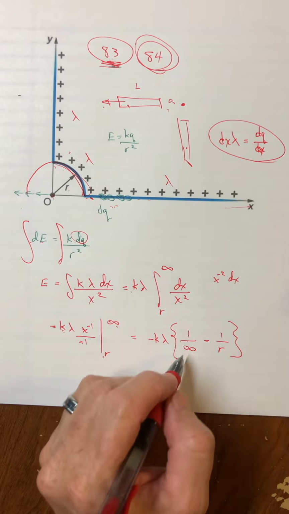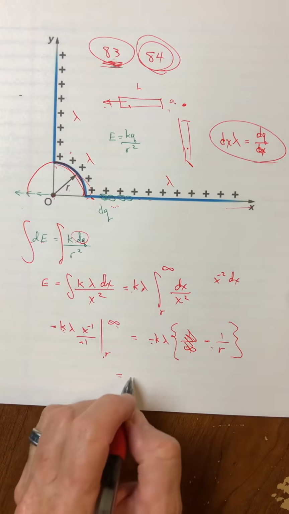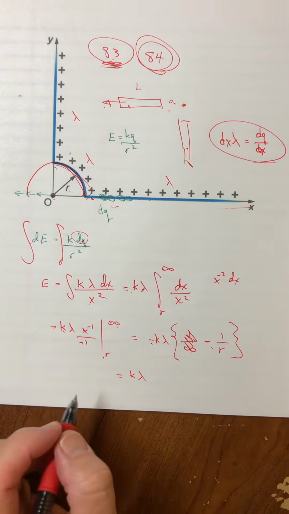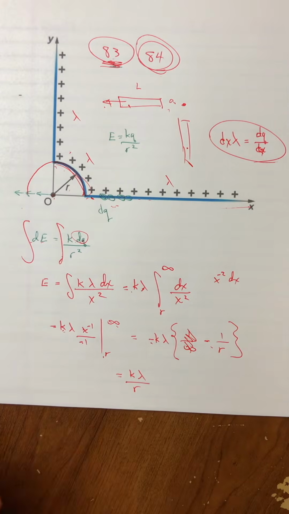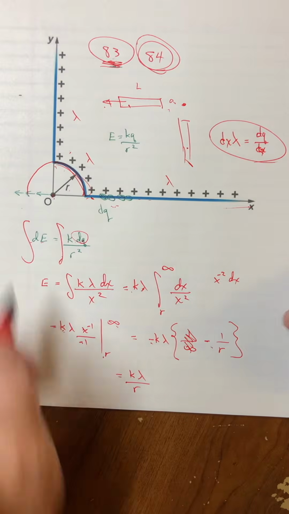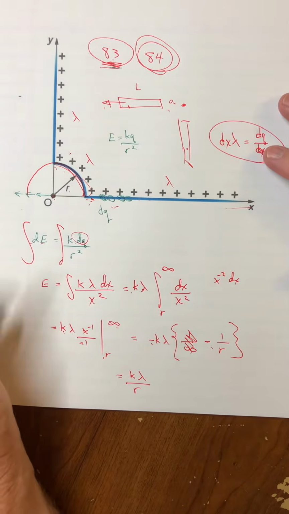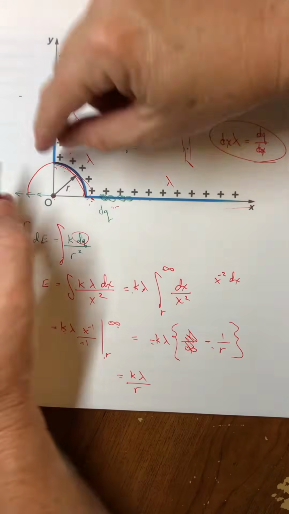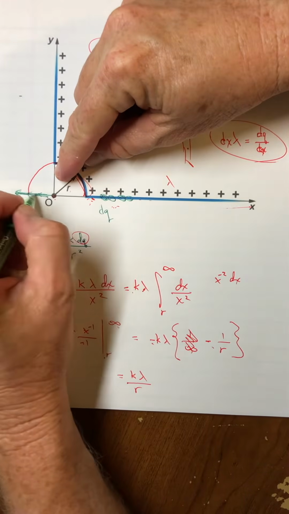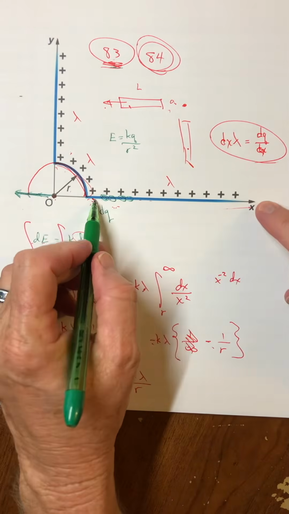And 1 over infinity is 0, so I'll cross that one out. The two negatives cancel off, and you get k times lambda over r. So that would be this electric field at the point O from this long rod. So maybe I'll just draw a solid green one up here and say, okay, that's the value of the electric field at O from all of these plus charges.